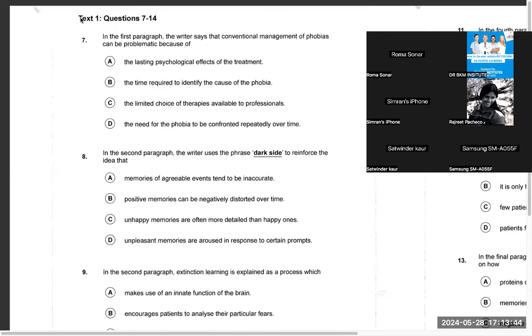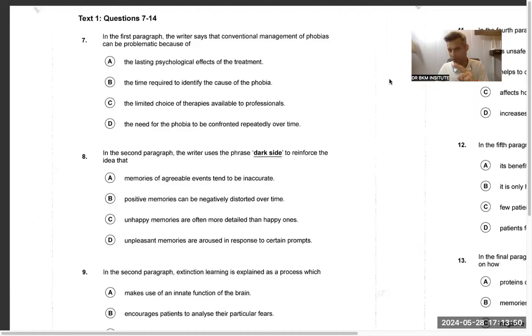Okay, so you have told me to do question number 7 and question number 8. So I'm just going to do these two questions for you first. In the first paragraph, the writer says the conventional management of phobias can be problematic. Now, yesterday, Friday, we did listening. In that also we should try to find whether the tone of the question is positive or negative. So the tone is, the writer says that conventional.